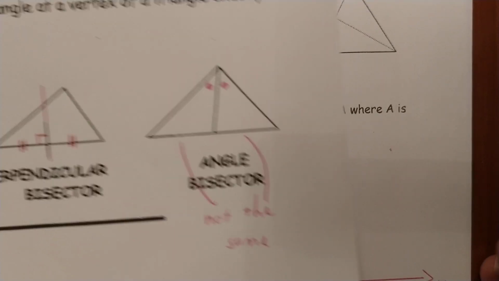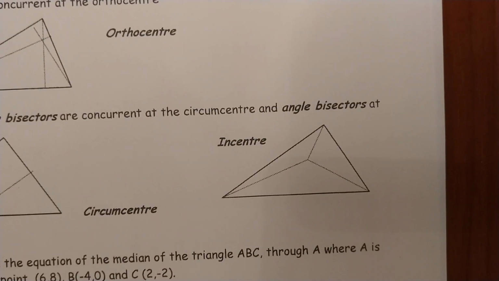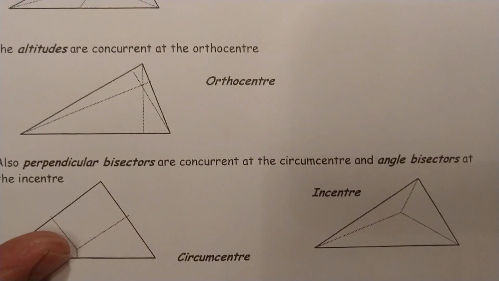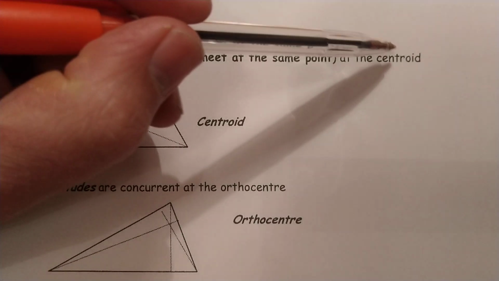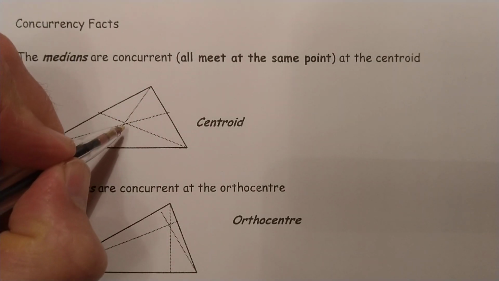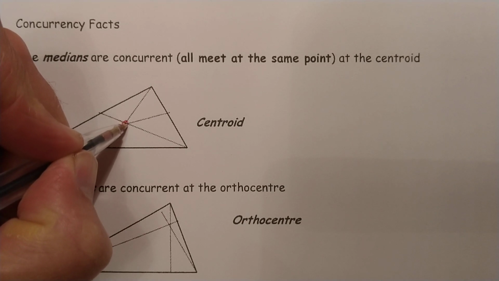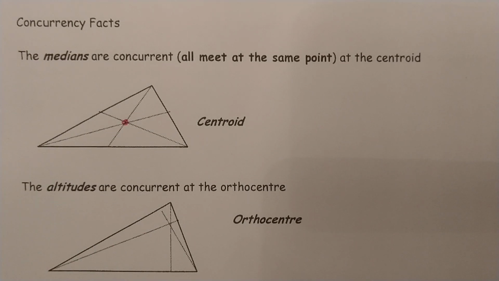A little bit more information then if we go on to the next page. As we already said, medians are concurrent. They all meet at the centroid, so that's this point here. It's known as the centroid.